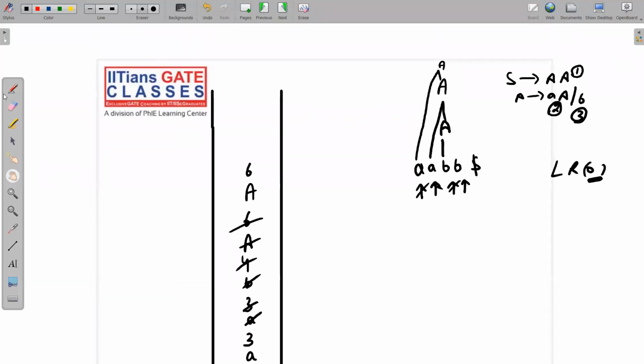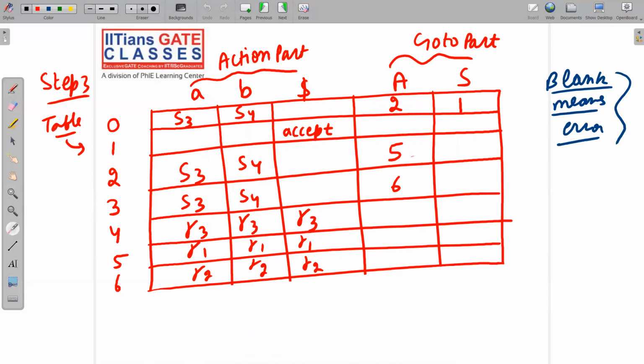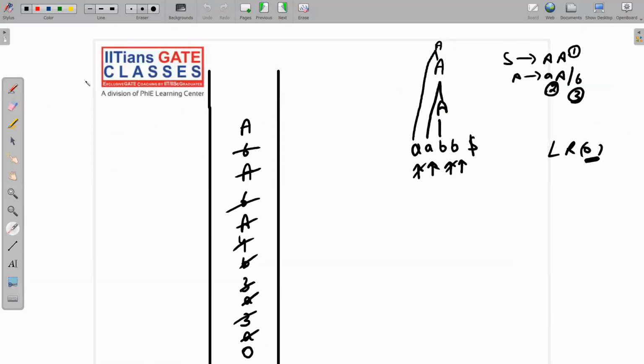Are you getting it? It will go to capital A. As soon as we have got the handle, we are reducing it to LHS, and we have not read this b till now. So we have to pop 4 symbols: 1, 2, 3, and 4. Pop 4 symbols and push LHS onto the stack, that means capital A. Now 0 on capital A: go to state number 2.